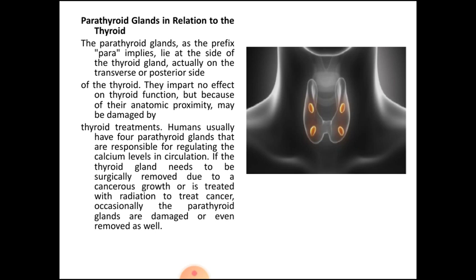Humans usually have four parathyroid glands that are responsible for regulating the calcium level in circulation, as I mentioned. If the thyroid gland needs to be surgically removed due to cancer growth, or is treated with radiation to treat cancer, occasionally the parathyroid glands are damaged or even removed as well, by chance. So these pictures show us the position of the thyroid gland like a butterfly, connected by an isthmus. There are parafollicles here, one, two, three, four, two on the left and two on the right. There are four parafollicle cells producing the hormone called calcitonin.